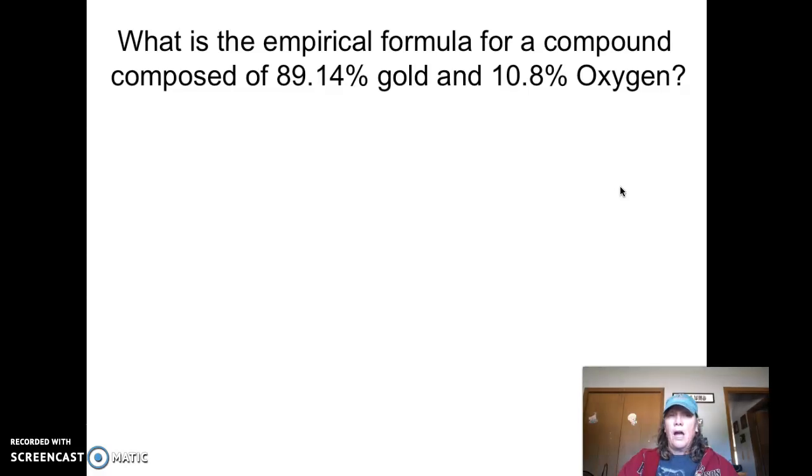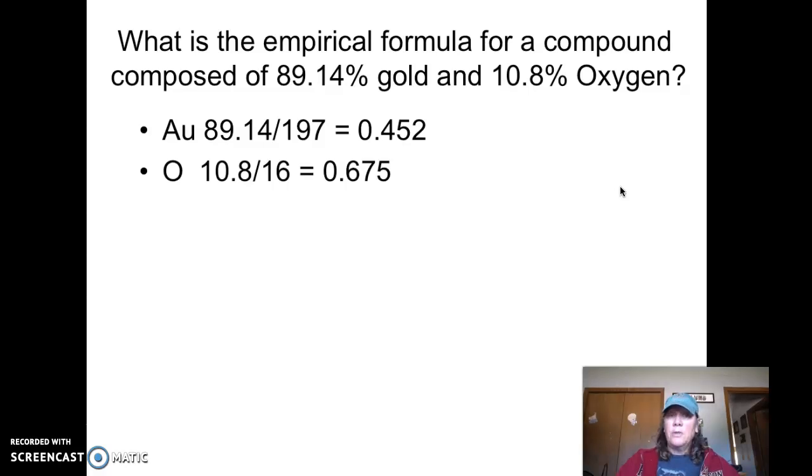Okay, here's another one. We have a substance, and it was analyzed, and it was 89.14% gold and 10.8% oxygen. Again, first thing we're going to do is take that 89.14 and divide by the mass of gold. Gold's mass on the periodic table is 197. This is the bottom number. So we get 0.452. And then for oxygen, we get 10.8, that's its percentage, divided by 16. Sometimes, you guys, they give it to you in grams instead of percent. It doesn't matter. You solve them exactly the same way. Anyway, I got these two numbers, so I know my smallest number is 0.452. So I set up my ratios.